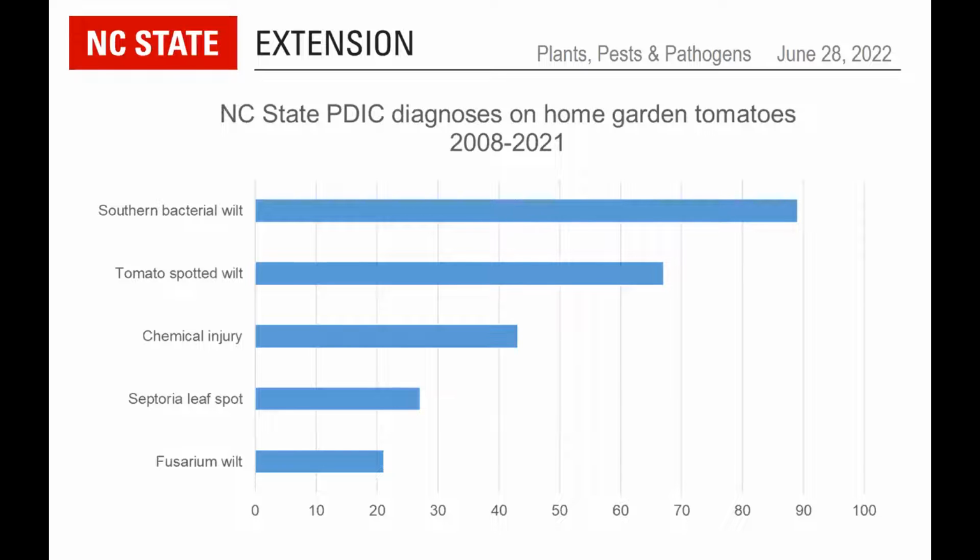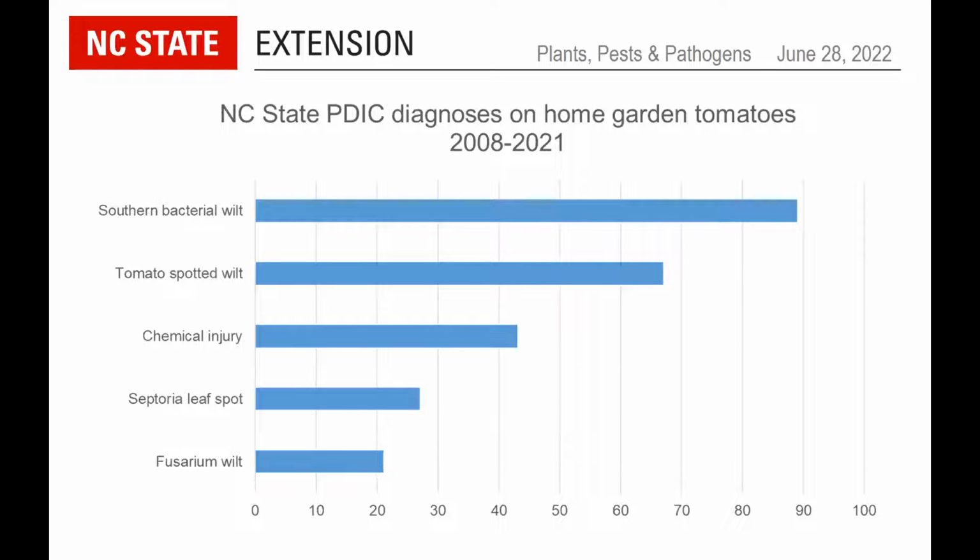And number 2 is tomato spotted wilt virus. So that one is one that Matt mentioned, and it's also one that we do see a lot of, not just on tomato, but on other crops as well. Something that didn't get mentioned, but is extremely important and common, is chemical injury, often herbicide injury. So I'll make a few comments about that. Septoria leaf spot and Fusarium wilt are then numbers 4 and 5.